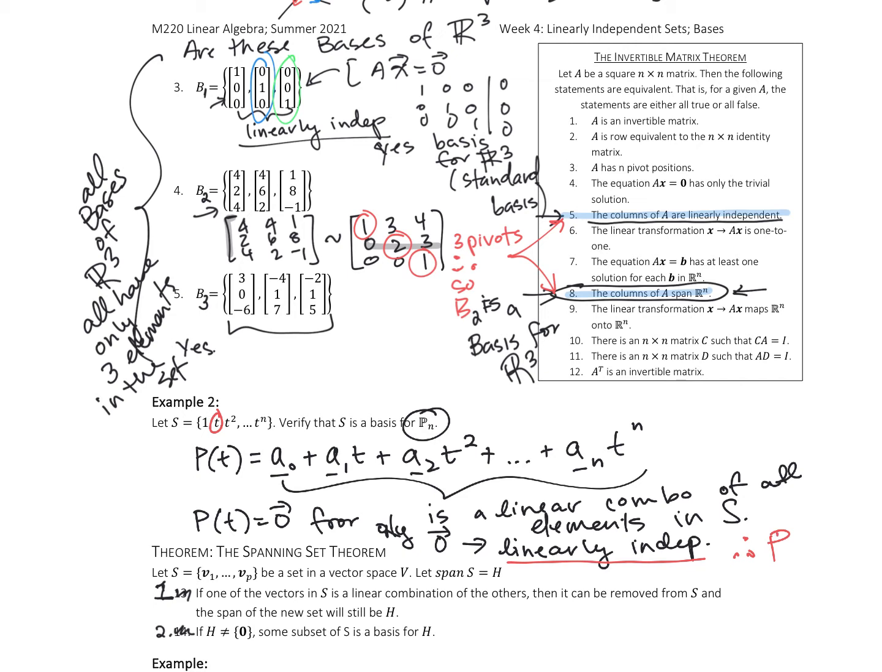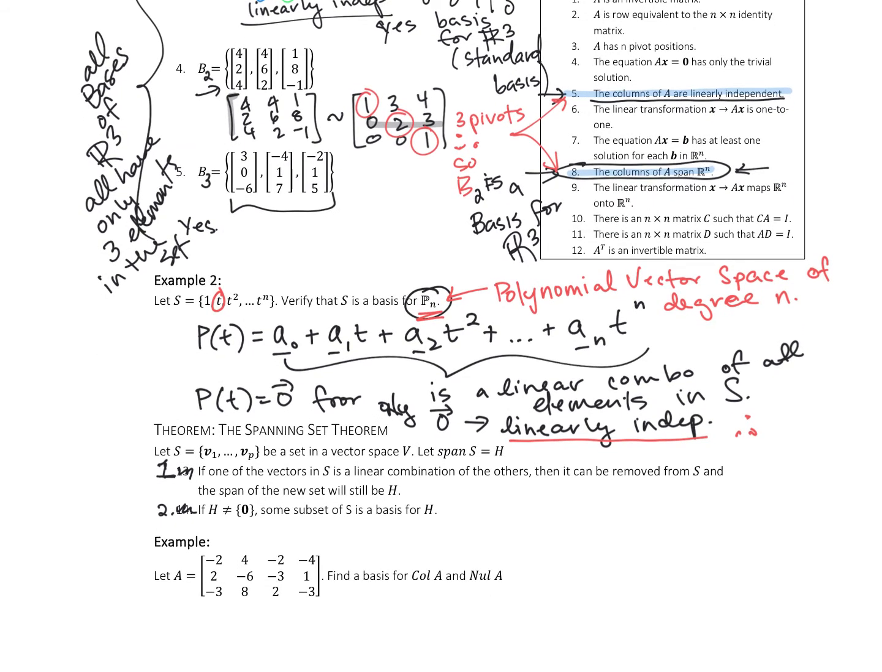Therefore, S is a basis for P. So in other words, the set of all of those elements is a basis for P sub n, the polynomial vector space of degree n, or the polynomial degree n vector space, however you want to call that. All right. So let's get into this idea of the spanning set theorem.